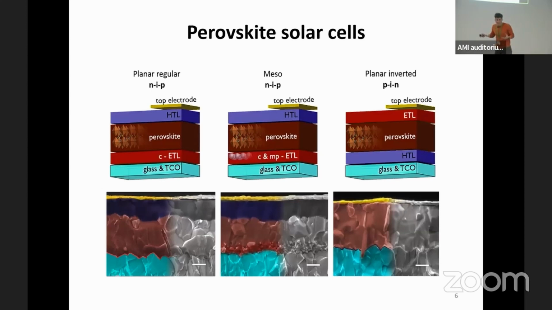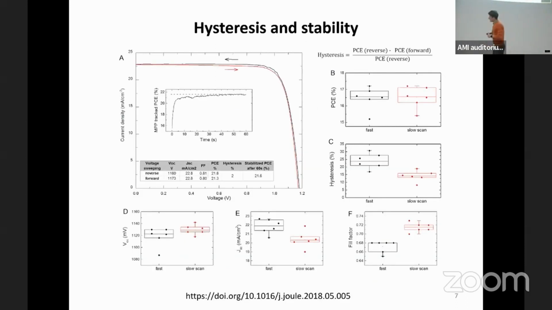The data I'm going to show is relevant regardless of the device architecture. So you can have PIN, NIP, meso, no meso, or regardless of the perovskite composition, contact layer. I try to generalize this result by observing data from different structures, different material compositions. This is something that we did a few years ago, while I was still actually working here in this building. It was back in 2016.